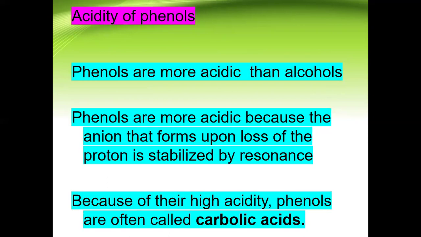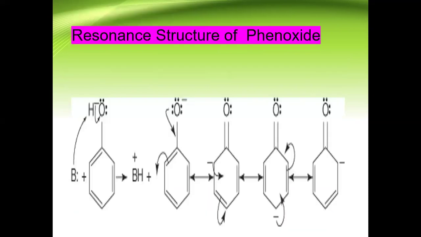Acidity of phenols. They're more acidic than alcohol. Phenols are more acidic because the anion that forms upon loss of the proton is stabilized by resonance. And because of their high acidity, phenols are often called carbolic acid.